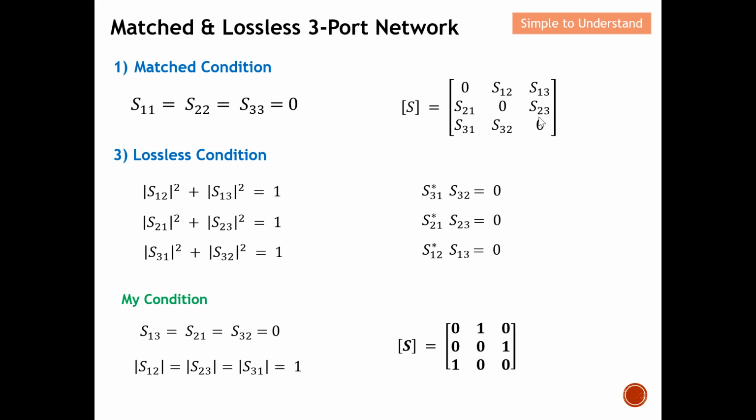And last but not least, this term here will be matched, and then this S32 will be equal to 0, as you can see from here. So basically, this is another set of S parameters for a triport network to be matched and also lossless. So I put all these two sets of S parameters over here.